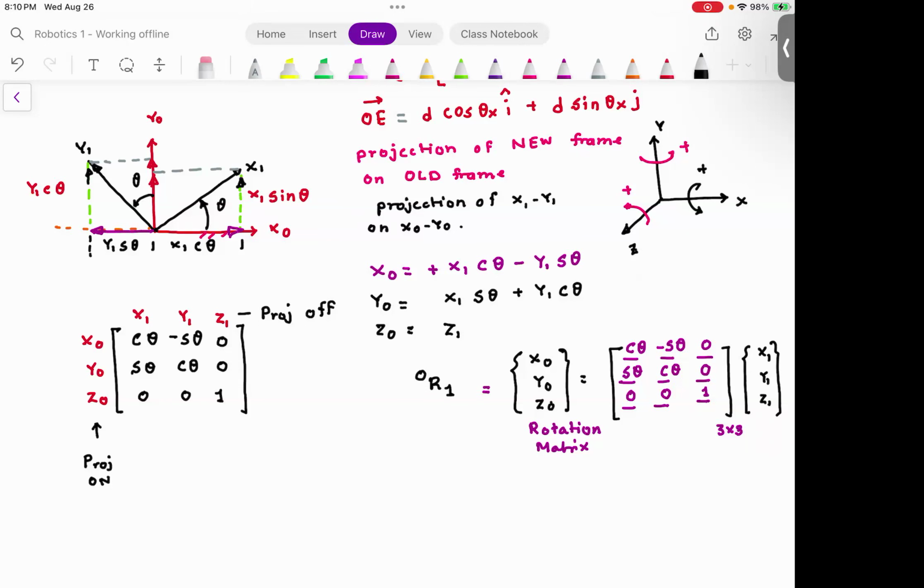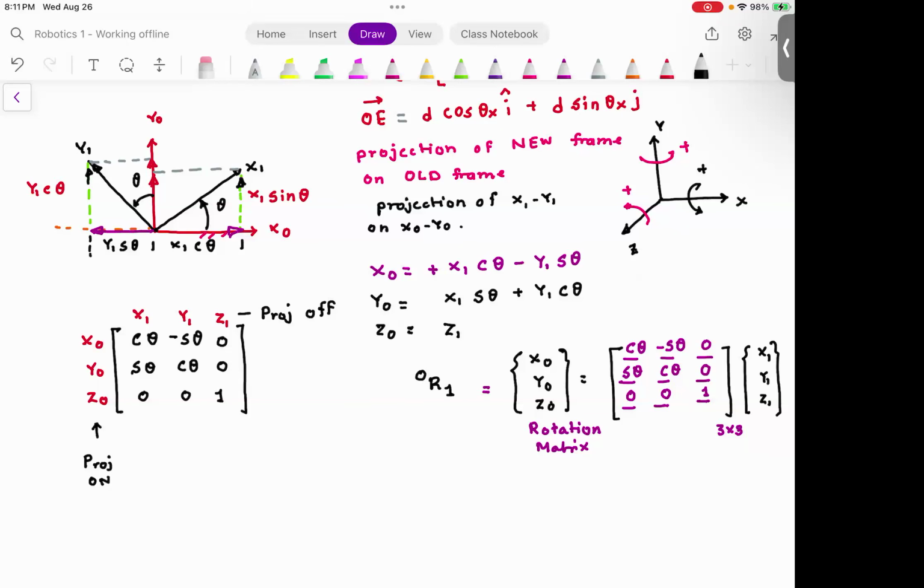The other simple approach is to start with the projection of the new coordinate system, x1, y1, z1, onto the old coordinate system, x0, y0, z0. So we are trying to find the projection of x1 onto x0, x1 onto y0, x1 onto z0. Same thing with y1, same thing with z1. Do you agree with me?